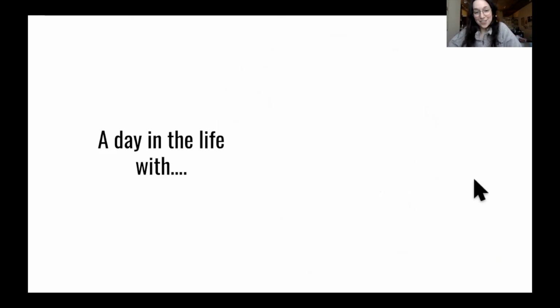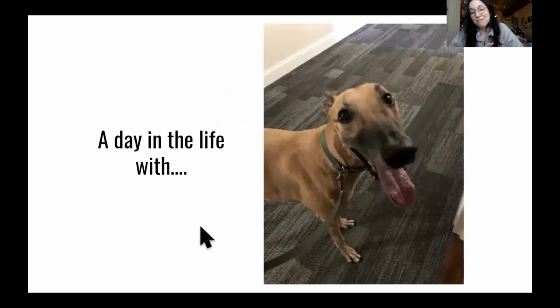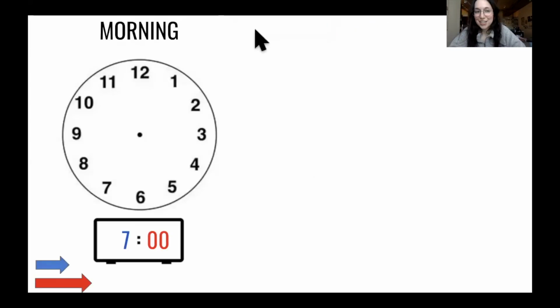But for the example, we're first going to do a day in the life with my buddy Bobby. Now, for those of you who don't know, Bobby is my dog, and I love him very, very much. So we are going to look at what Bobby is doing at the different times on these clocks in the next few slides. So our first clock says morning.